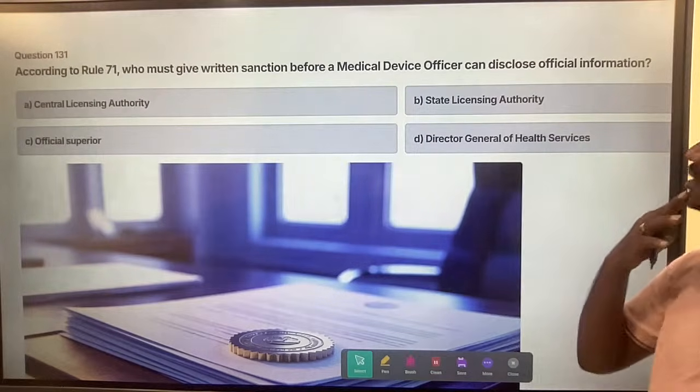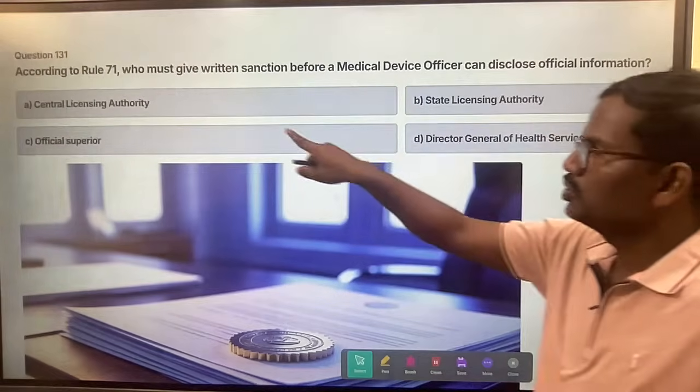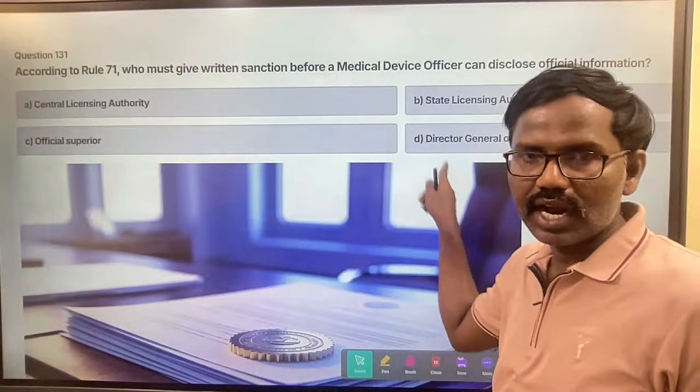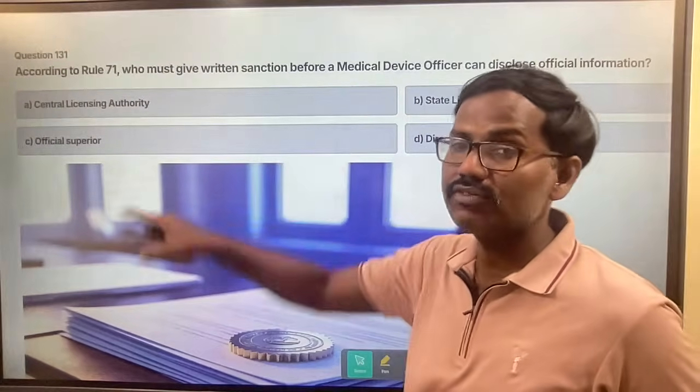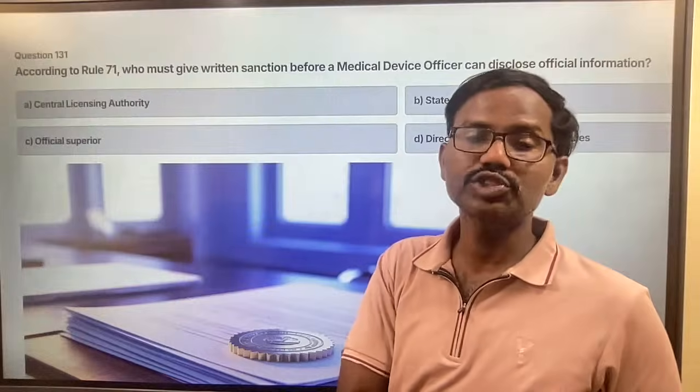DGHS, Central Licensing Authority, State Licensing Authority. You should not disclose any information until and unless you take the consent from your official supervisor.